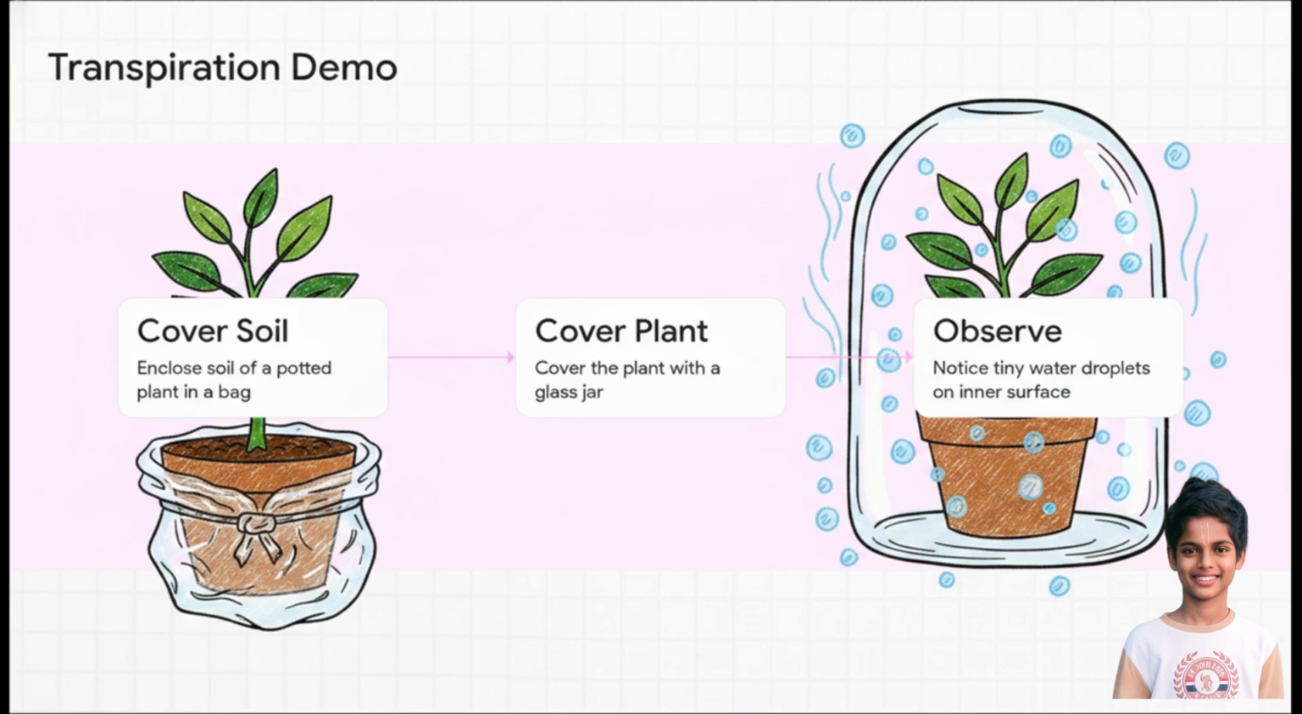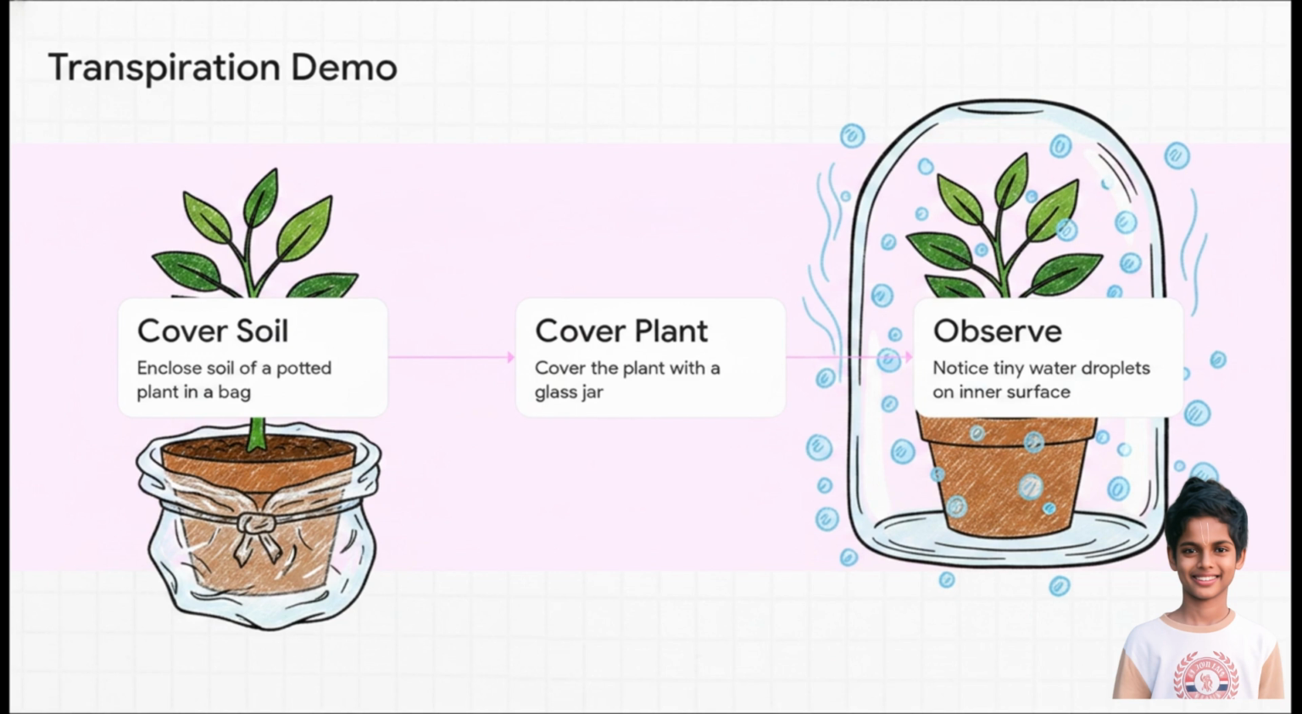We can actually see transpiration happening with one last virtual practical. Take a potted plant, but this time tie a polythene bag tightly around the soil. Then, cover the whole plant with a big glass jar and just leave it undisturbed for a while. Come back later, and you will see all these tiny water droplets clinging to the inside of the glass.